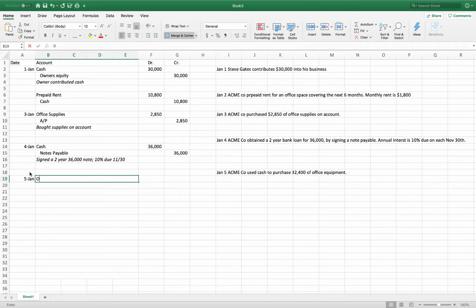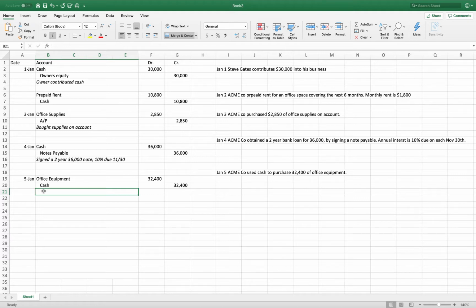So I'm going to debit office equipment for the $32,400. I'm going to credit cash. Notice I already indented cash for $32,400. This transaction is completed. Debits and credits match. I'm good.